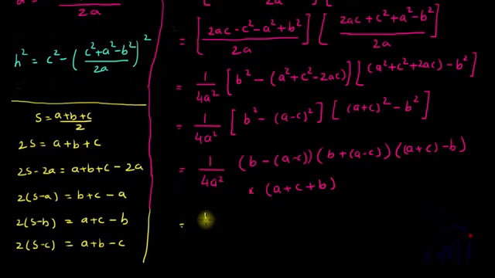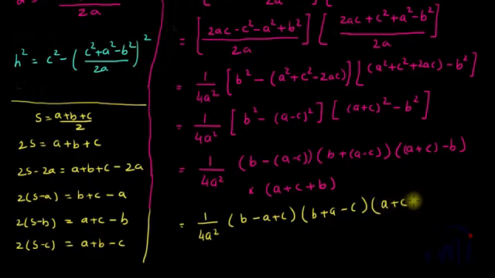So from here I can write 1 by 4a square. This can be written as b minus a plus c. Second bracket can be written as b plus a minus c. Third bracket can be written as a plus c minus b. And fourth bracket is a plus b plus c.